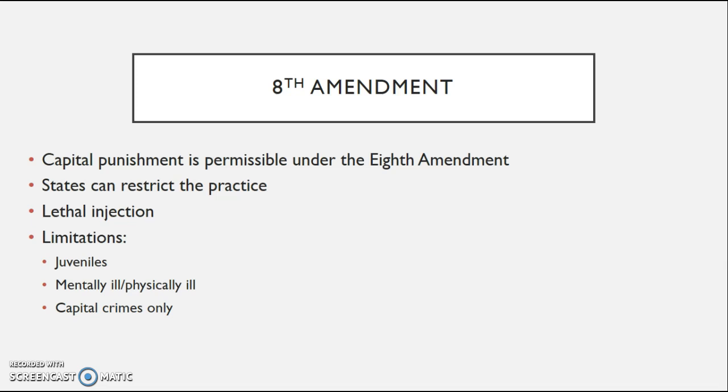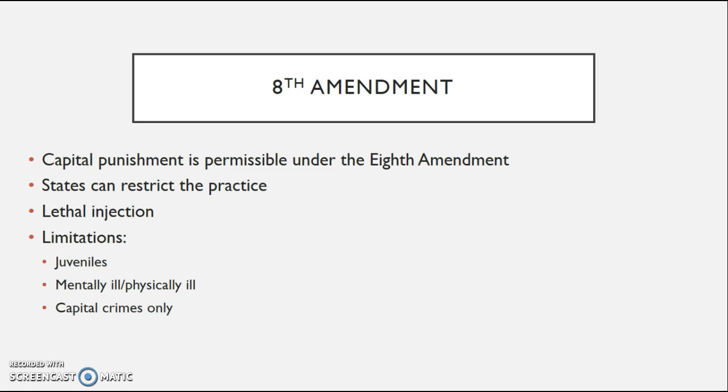Now, the limitations as to who can receive the death penalty have been used over time to prevent certain demographics. For example, juveniles. If you're under the age of 18 when you committed the act of murder, you cannot get the death penalty. And that comes out of a very famous Supreme Court case that you don't need to know for this exam, but Roper v. Simmons, if you're interested in looking it up. Also, if you're mentally ill, that prevents you from getting the death penalty in Atkins v. Virginia. Or if you're physically ill.